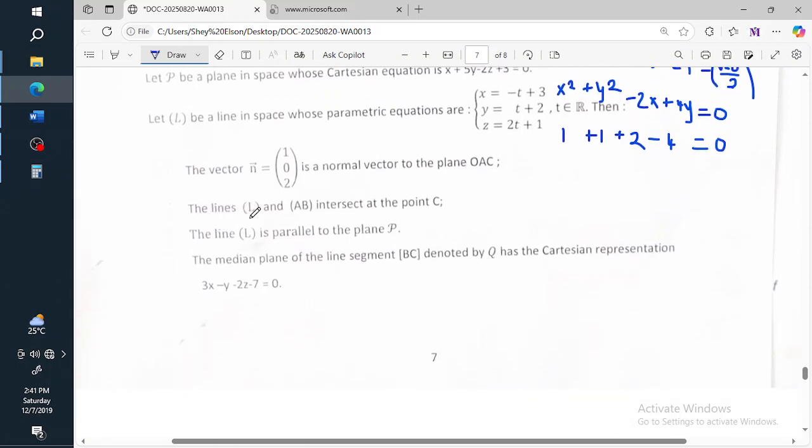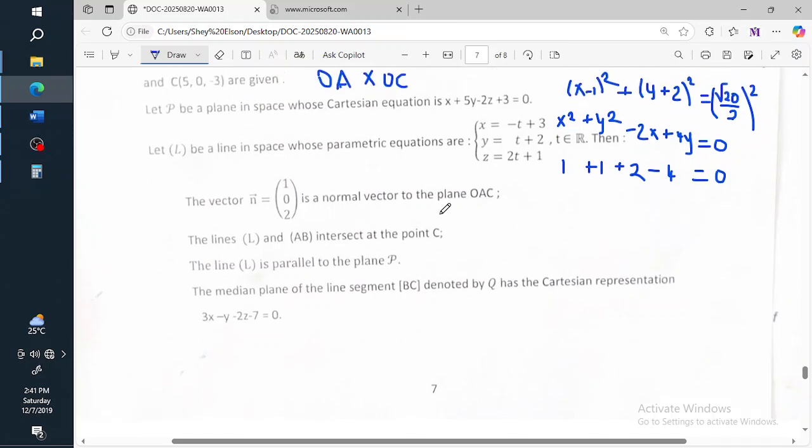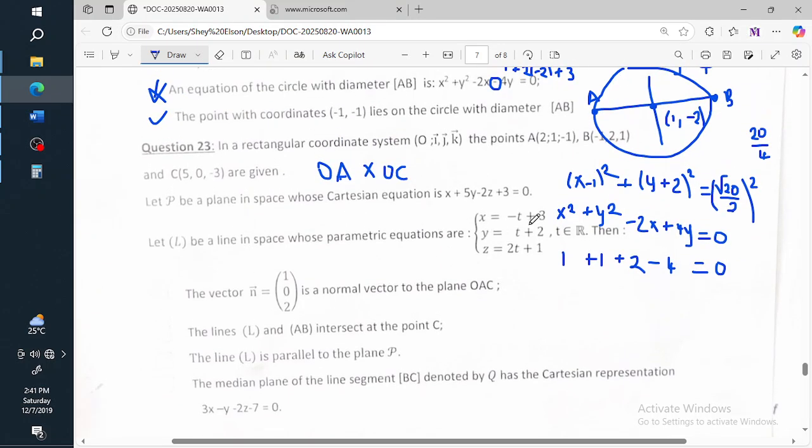Now this option says the lines L and AB intersect at the point C. You already have the line L, so you are going to find the line AB in parametric form. Let me just help you. The line AB in parametric form is OA plus lambda AB. So you have OA, which is (2, 1, -1), plus a parameter lambda times the direction vector AB, which is OB minus OA. So -1 minus 2 is -3, then 2 minus 1 is 1, then 1 minus -1 is 2.